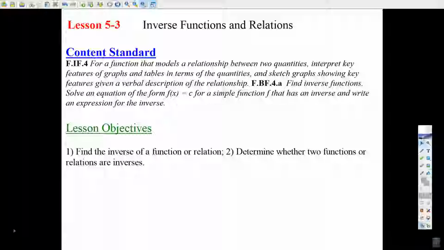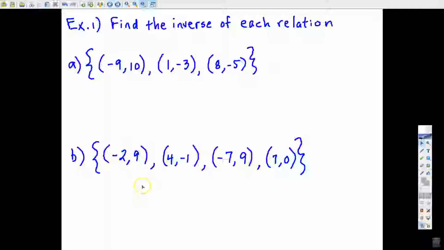This lesson 5.3, like a lot of your lessons, has some pre-calculus implications. You will definitely see this again, maybe just a little bit more in depth. So what do we mean by inverse relations and functions? Well, to start with, you're not going to actually do problems like this, but I think it's a good way to maybe just lay some groundwork on what we mean by the inverse of a relation.